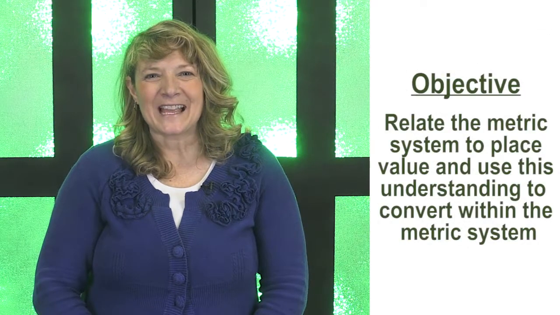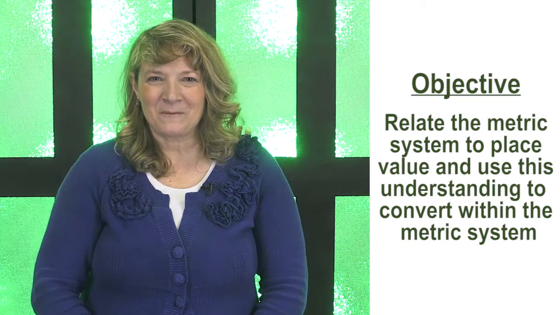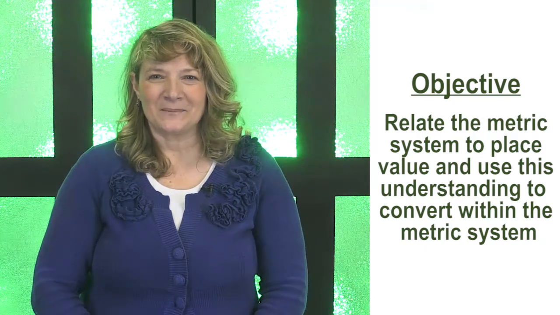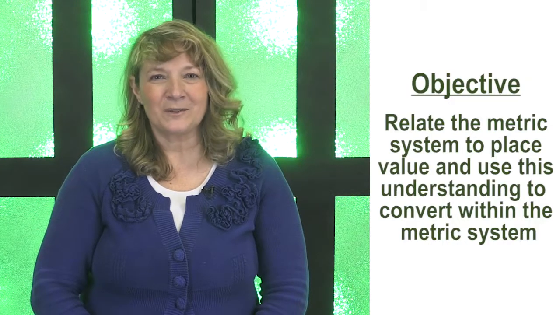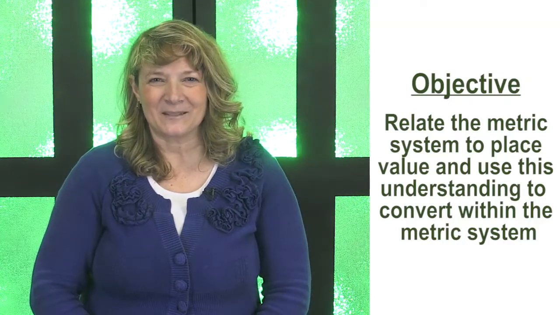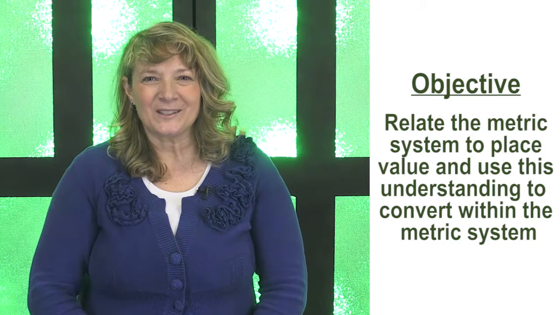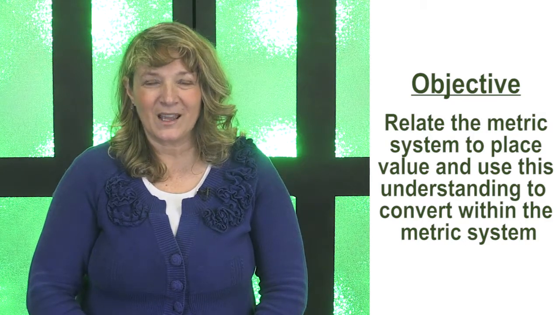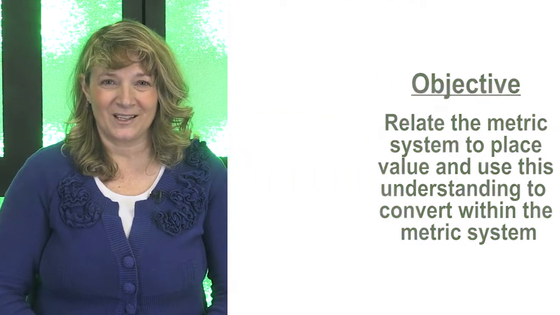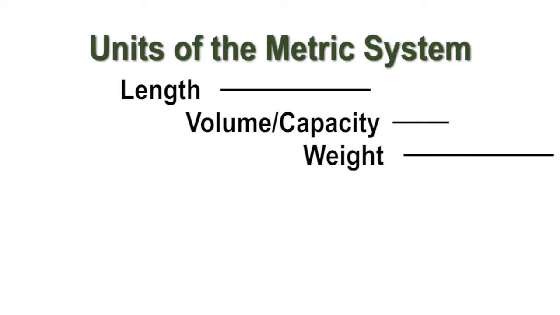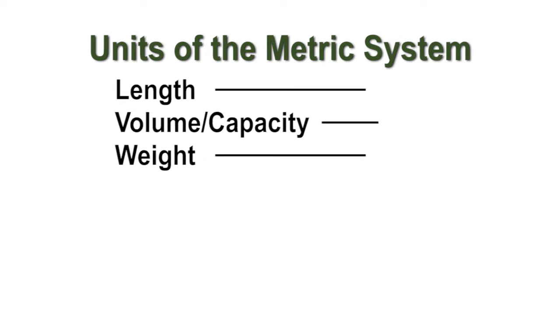The objective for this lesson is to relate the metric system of measurement to the place value system, and to use this understanding to convert from a larger unit to a smaller unit within the metric system. This lesson will help students identify the base metric units and understand that the prefixes help to define the value of each unit. In previous lessons, students have developed an understanding of the base units of the metric system.